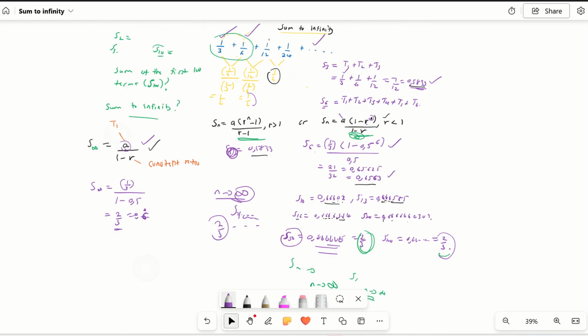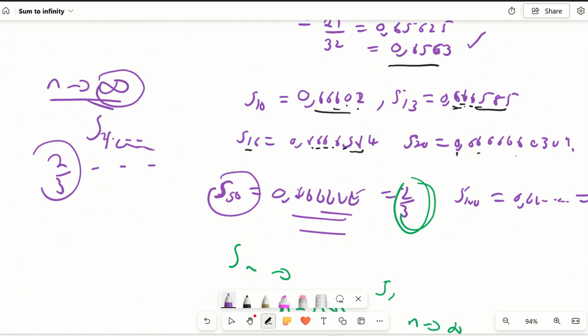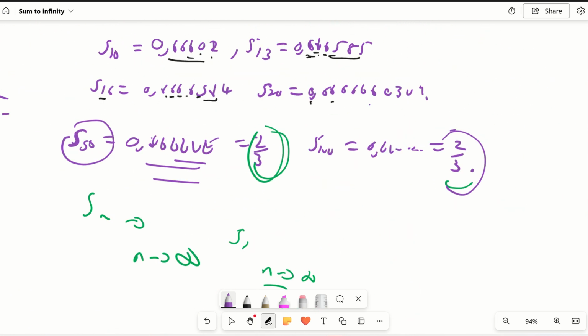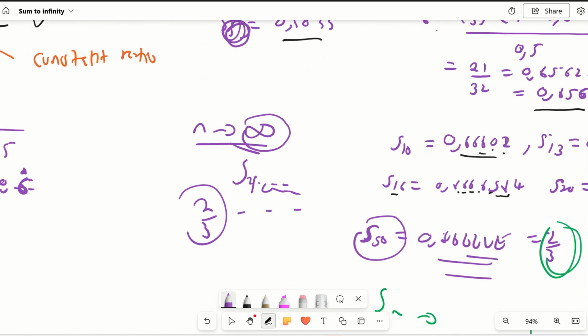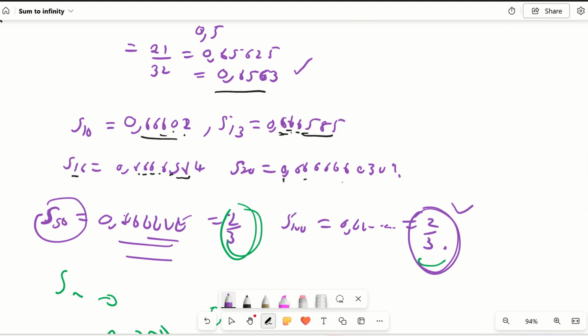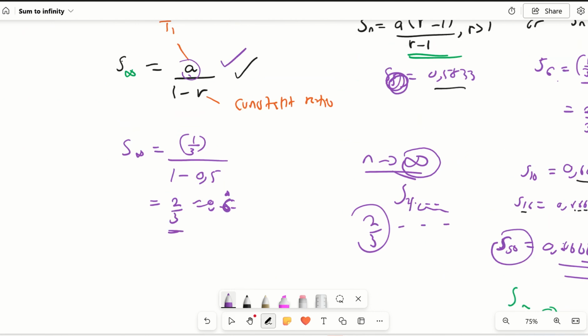So you guys, as I explained the sum to infinity, for this specific example, we found out that the sum to infinity is 2 over 3, right? Another way to say that the sum to infinity of this specific example is 2 over 3 is to say that the series converges to 2 over 3. That's an English way of saying it.